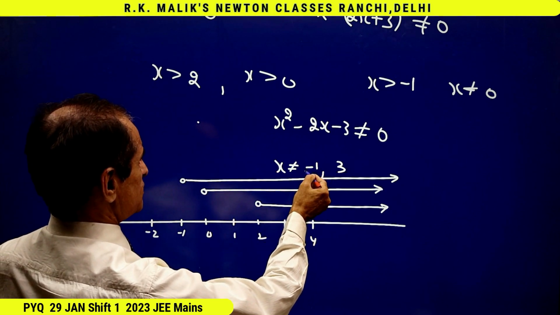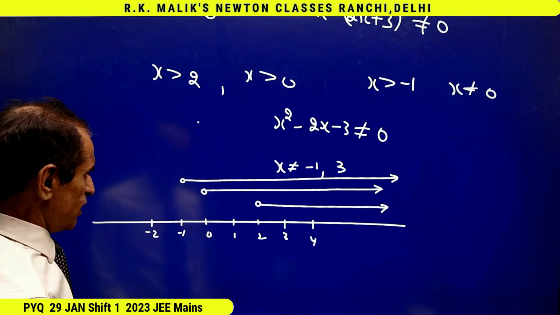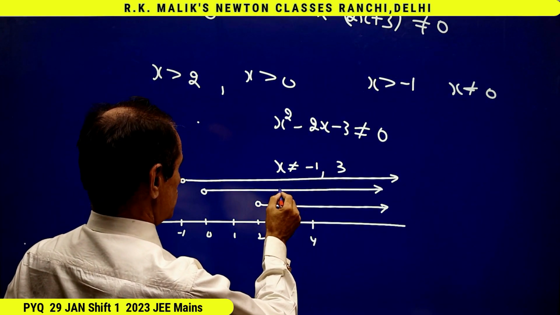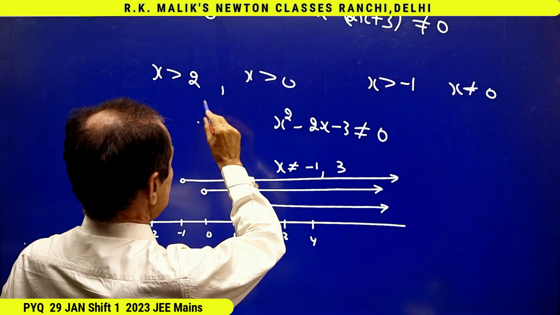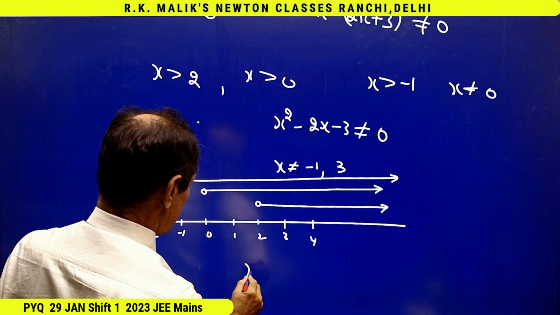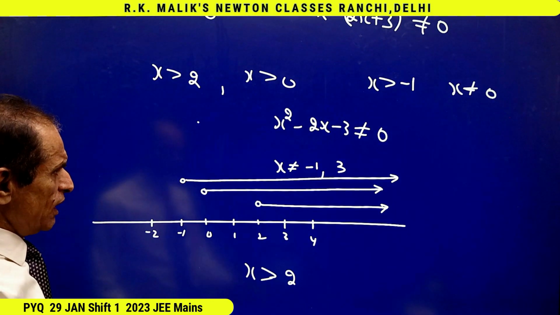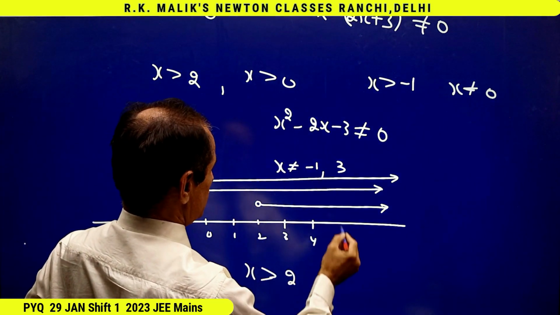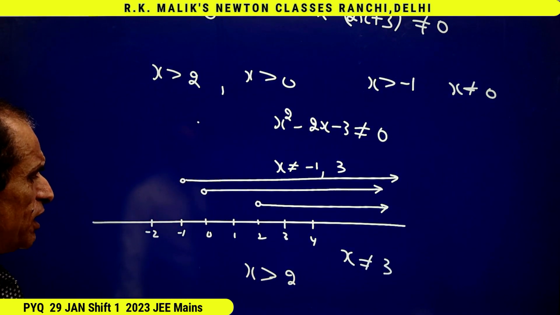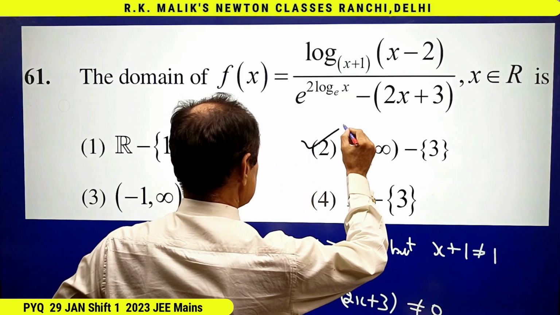This says that x is not equal to minus 1 and 3. x not equal to minus 1 is already here. This says that x is not equal to 3. First, I combine all the three. Combining all the three, I get x is greater than 2. And second thing is x is not equal to 3. Therefore, x can be any number greater than 2 but not equal to 3. Hence, the correct choice is second.